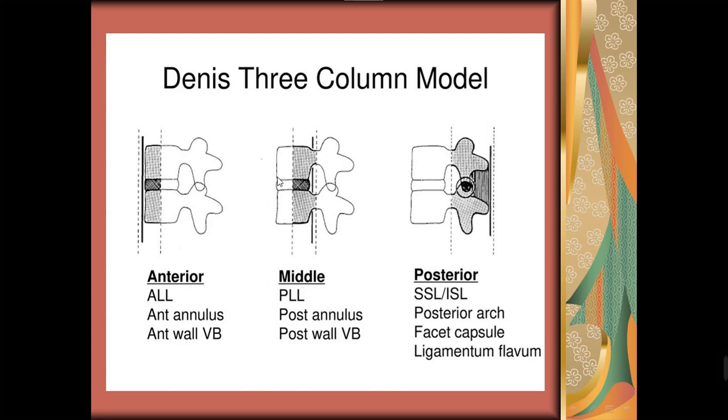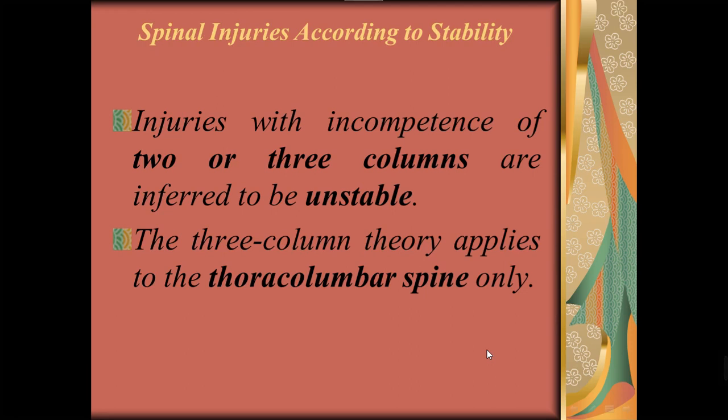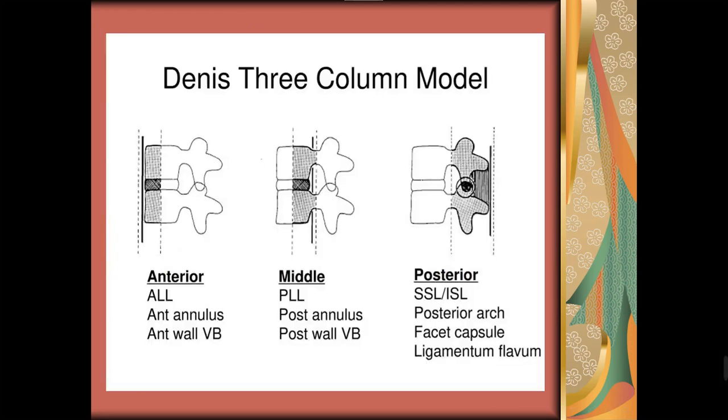This is the three-column model of Dennis. This is the anterior column, including the anterior longitudinal ligament here, anterior half of the body, and anterior half of the disc. Middle column, posterior longitudinal ligament here, which is anterior to the dural sac, and posterior half of the body and posterior part of the disc. While the posterior column contains all these pedicles, lamina, spinous processes, and interspinous ligaments, like ligamentum flavum. Then I'll go back. As I told you, this is the three-column model.